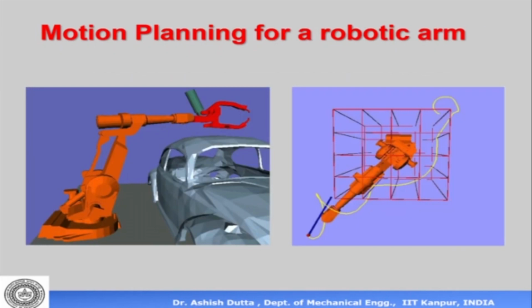Next, motion planning for a robotic arm. For example, in automobile industries, all the spot weldings that are done on cars, trucks, all this, the spot welding is done by robots. So this robot has to go inside the car and do spot welding. For example, if there is a weld here, then the robot will have to go like this, go inside and then do the weld.